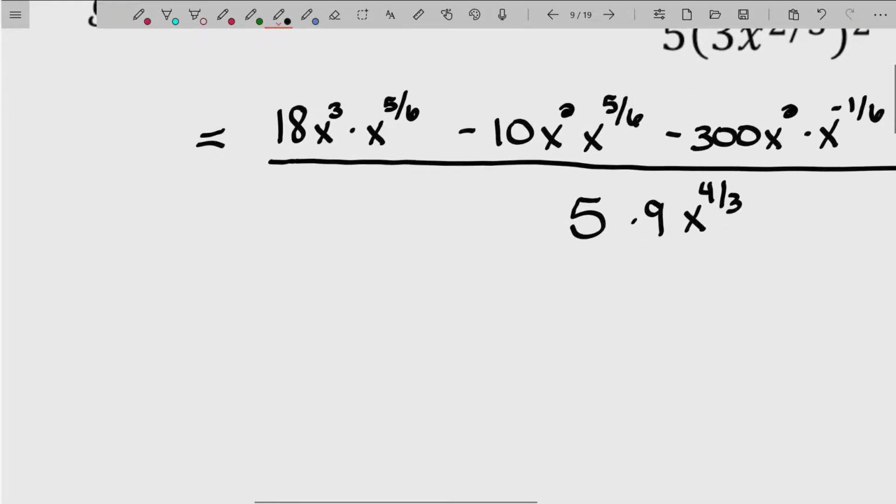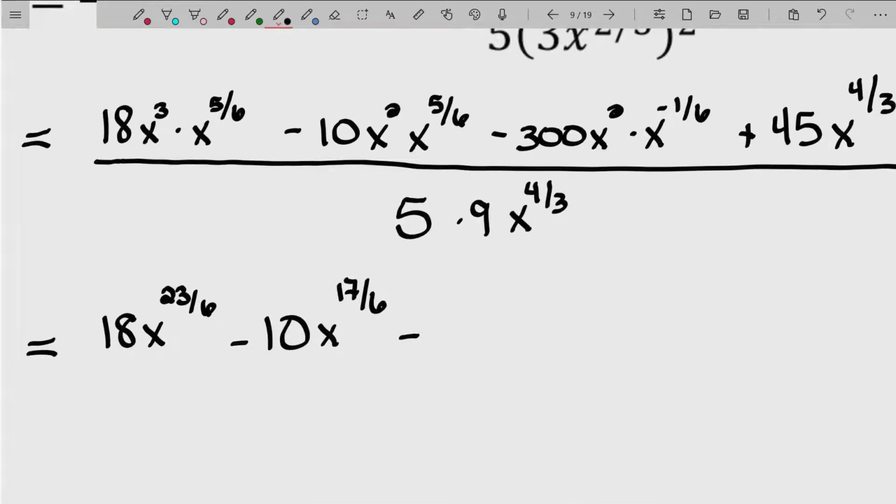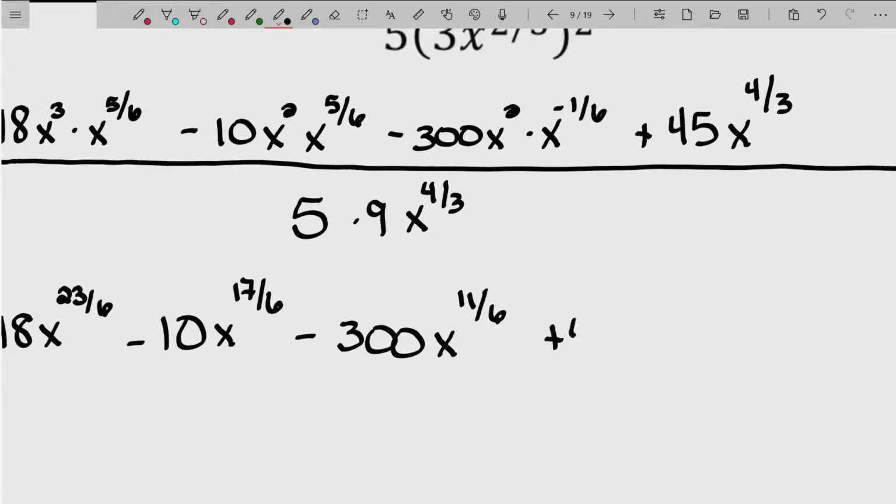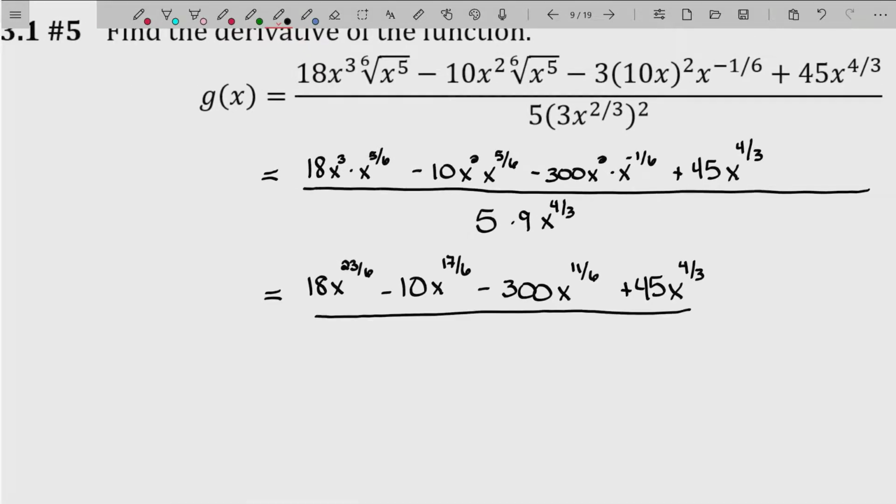So let me zoom in. This is equal to 18, let's see, x to the 3rd. That's the same. 3 is the same thing as 18/6. And so 18 plus 5/6 is going to be 23. Oops, x to the 23/6 minus 10, let's see, that's x to the 12/6 plus 5/6, x to the 17/6 minus 300, x to the 11/6, if you do that mathematics. And the last one is already pre-cleaned up for us, so we don't have to worry about that. And this is all over 45 x to the 4/3.